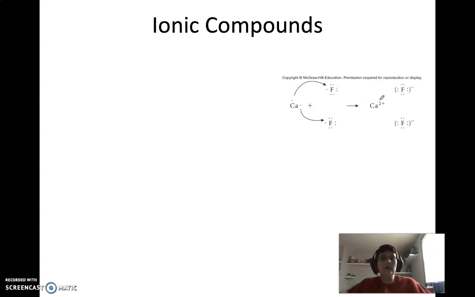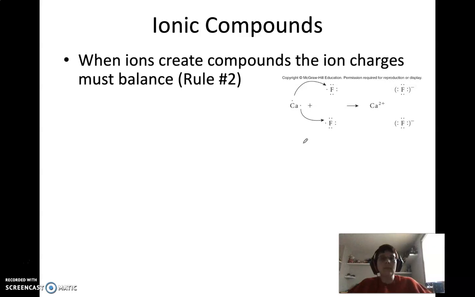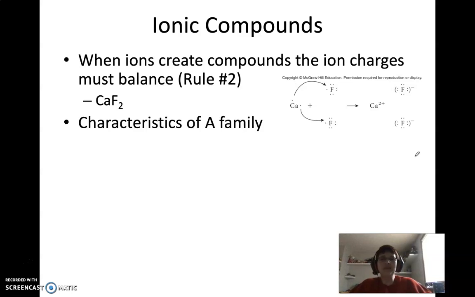Oh, look at that. There they've drawn out what I was just talking about. So when you're creating those ionic compounds, those charges have to balance. You just watched me draw this, so there it is, nicely drawn out.